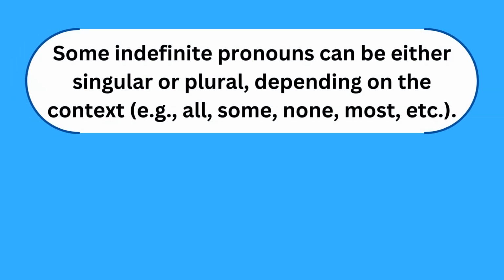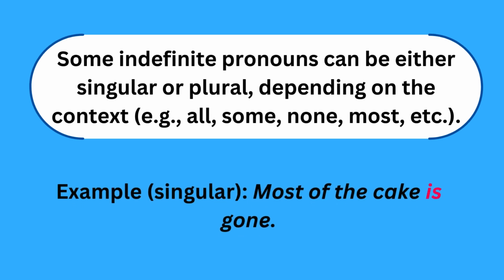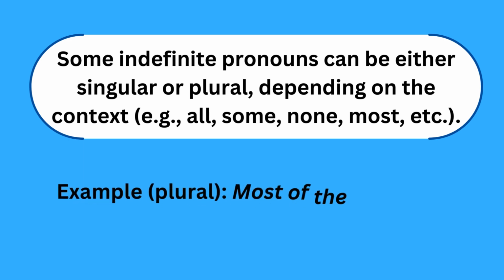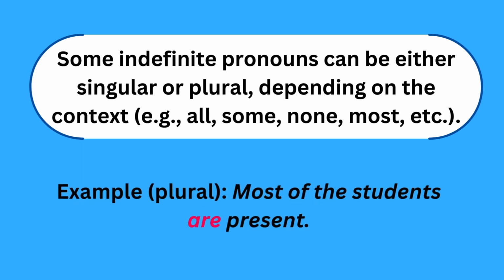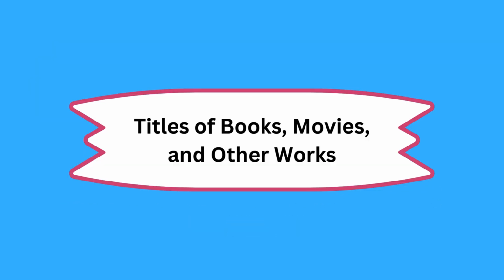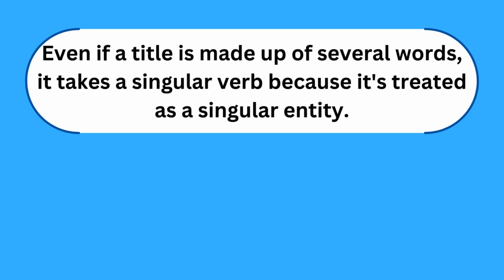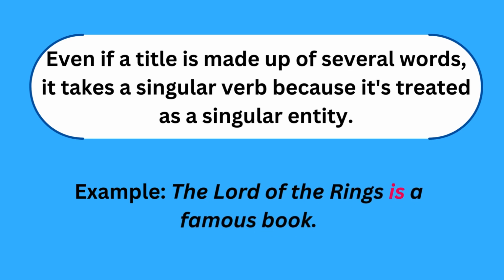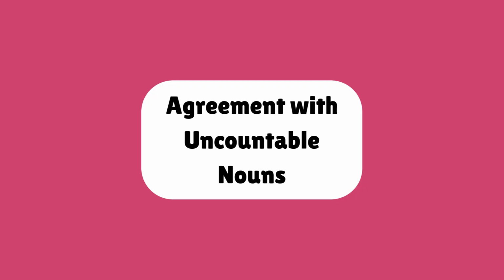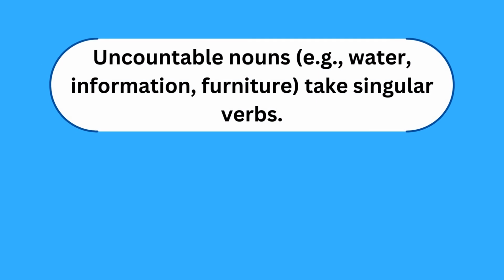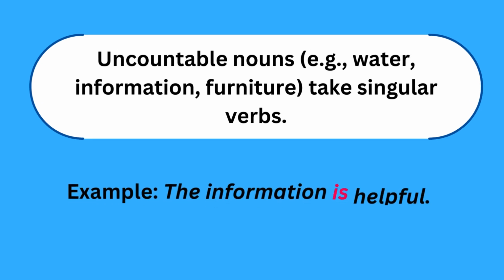Depends on context. Words like all and most depend on the noun they refer to. Example singular: most of the cake is gone. Example plural: most of the students are present. Titles of books and movies. Even if the title sounds plural, it's treated as singular. Example: The Lord of the Rings is a famous book. Uncountable nouns. Words like water, furniture, and information always take singular verbs. Example: the information is helpful.